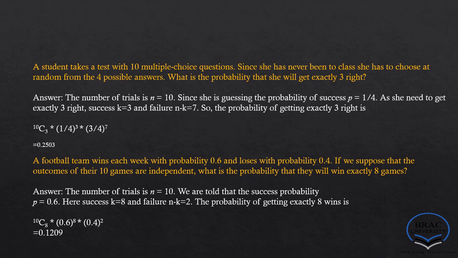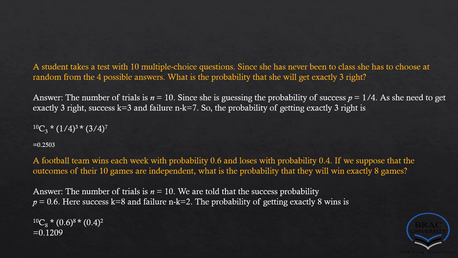So now the question is, a student takes a test with 10 multiple choice questions. Since she has never been to class, she has to choose at random from the 4 possible answers. What is the probability that she will get exactly 3 right? All right. The number of trials here is 10, that is n. Since she is guessing and taking one answer out of 4 possible answers, the probability of getting one right is 1 upon 4. As she needs to get exactly 3 right, the success k here is 3 and failure n minus k is 7.